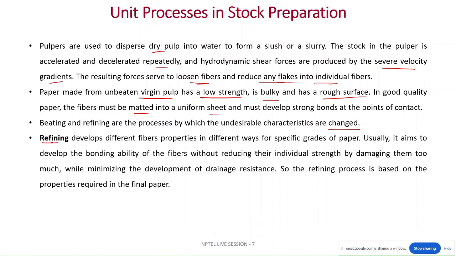So the refining process develops different fiber properties in different ways for specific grades of paper. Usually, refining aims to develop the bonding ability of the fibers without reducing their individual strength. So there will be improvement in the bonding ability between the fibers without reducing their individual strength by damaging them too much, while minimizing the development of drainage resistance. So the refining process is based on the properties required of the final paper.